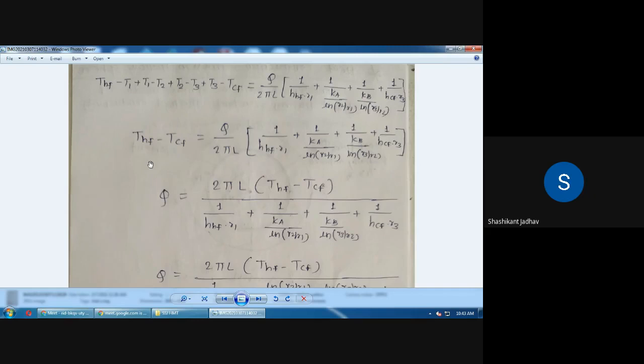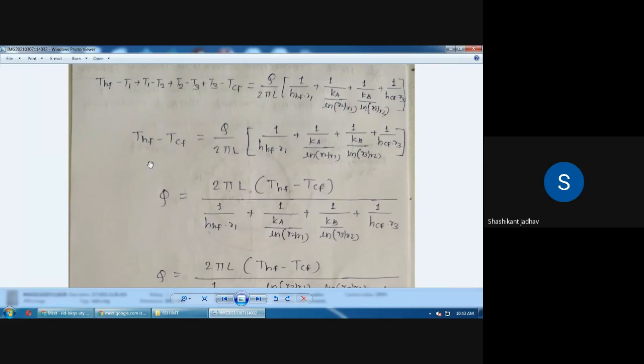Q upon 2 pi L into bracket 1 upon HHF into R1 plus 1 upon K divided by ln of R2 by R1 plus 1 upon KB divided by ln of R3 by R2 plus 1 upon HCF into R3. Our aim is to calculate the value of Q, that is rate of heat transfer through that particular composite cylinder. So we have to take Q as a subject. So Q is equal to what?